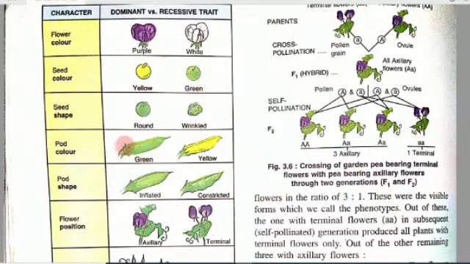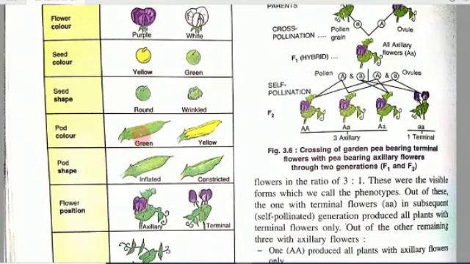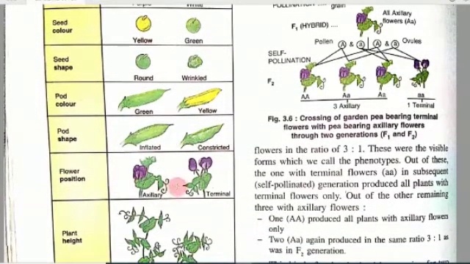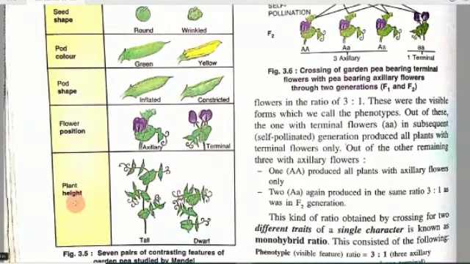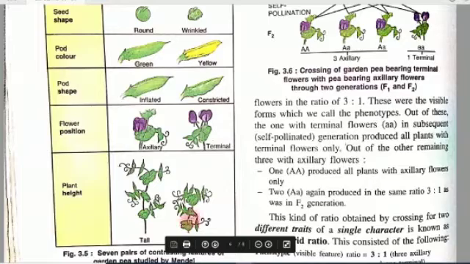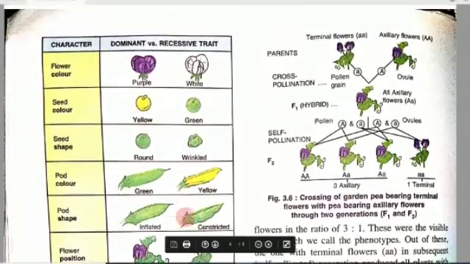What is a pod? The outer cover, the pericarp of legume plants, the legume fruit. Pod color: green and yellow. But don't confuse it with seed color, which is yellow and green. Then pod shape: inflated and constricted. Then flower position: axillary and terminal, and plant height: tall and dwarf. So these are the 7 traits of the Mendelian principle.